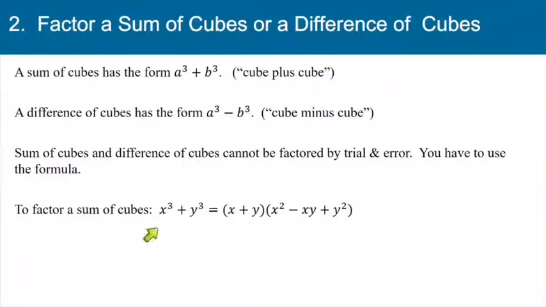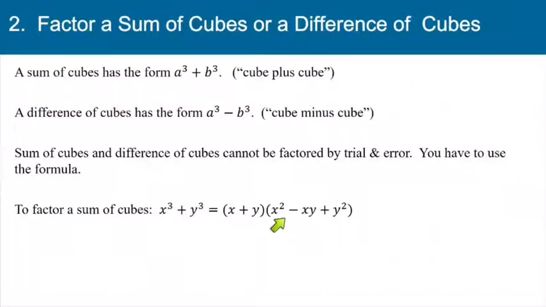So to factor a sum of cubes, what you do is you figure out what this is the third power of and what this is the third power of. Whatever those numbers are, you put those here in the first parentheses. So if this is the third power of x, we put x here. If this is the third power of y, we put y here. And then we build this trinomial.